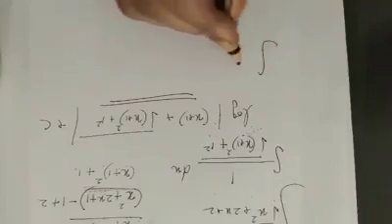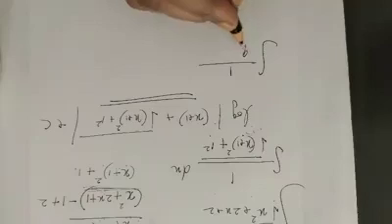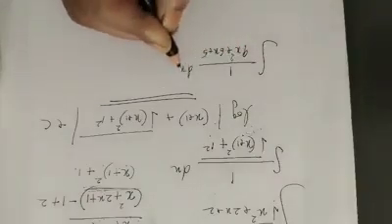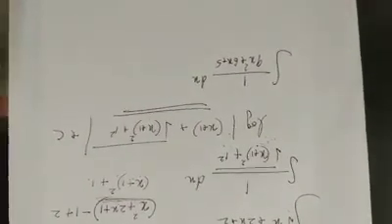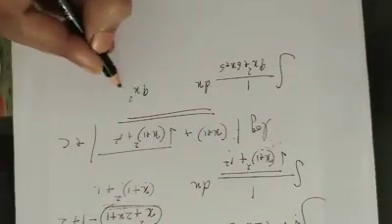Integral 1 by 9x square plus 6x plus 5 with respect to x. Okay, 9x square plus 6x plus 5. Then first we can convert the polynomial into a perfect square.